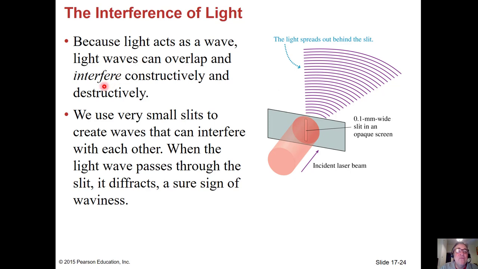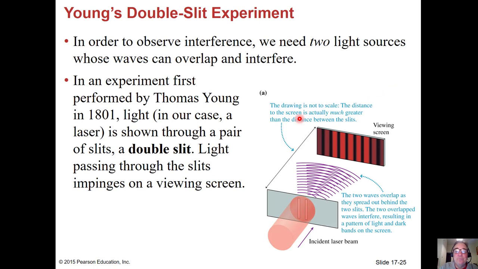Because light acts as a wave, light waves can overlap and interfere constructively and destructively. So if you had another slit right next to this one, the so-called double slit, light would be coming from each of those, and at some places the light might interfere constructively, some places it might interfere destructively. And you get an interesting pattern when that happens. So here's a double slit with incident light coming in, and you get one wave going through this slit, one wave going through this slit, and in certain spots they interfere constructively, so they add together.